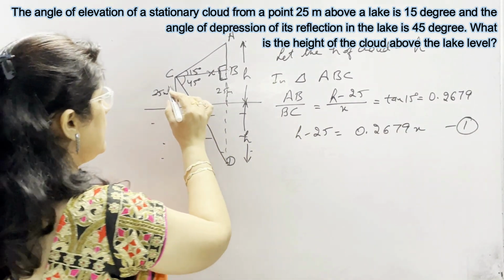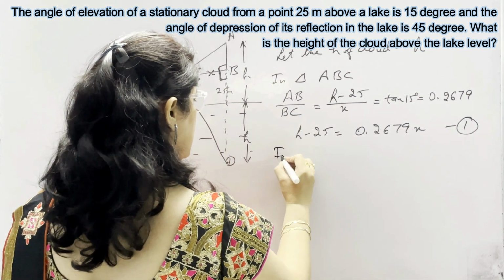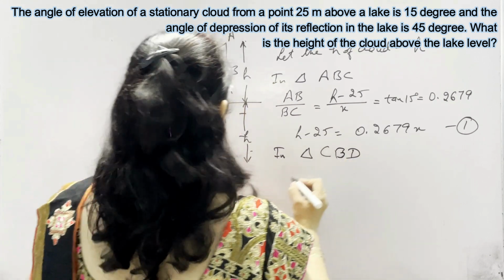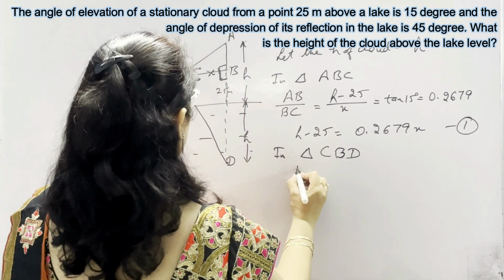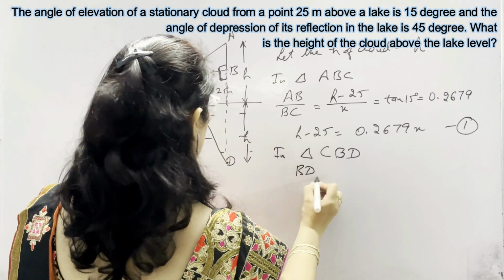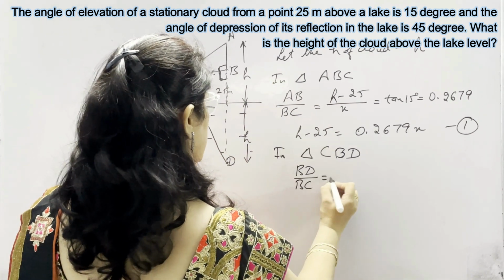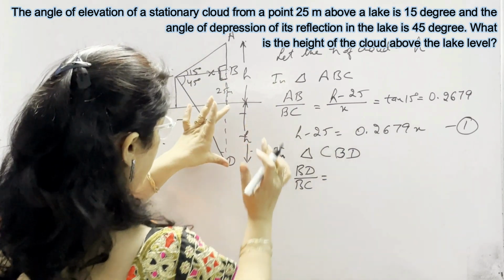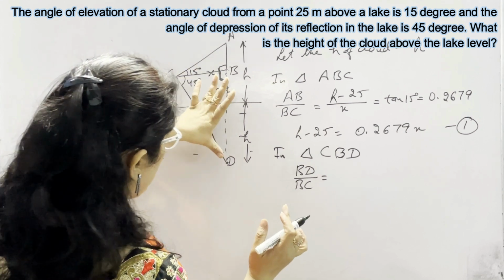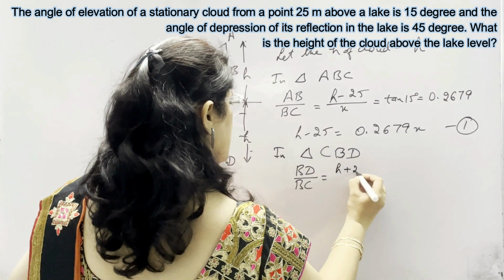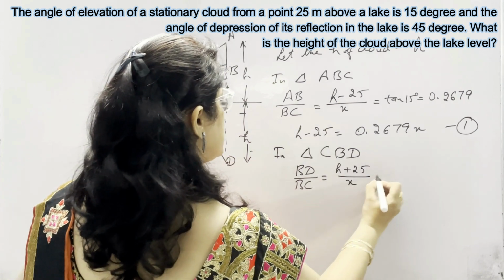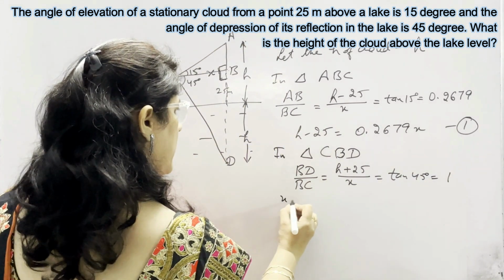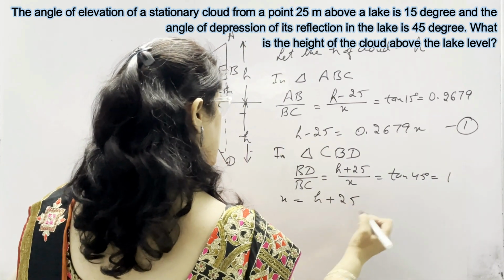Now in the next triangle, which is CBD, in triangle CBD, BD upon BC is equal to tan 45. Now what is the value of BD? H here and 25 here. So H plus 25. H plus 25 is BD, upon BC which is X, and the value is tan 45, and its value is 1. So X is equal to H plus 25.